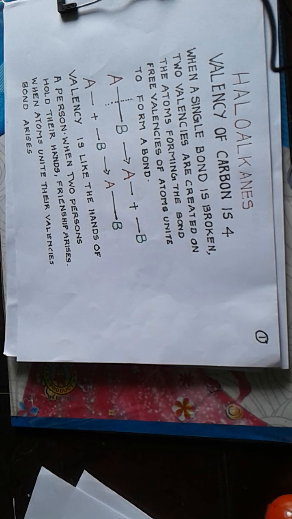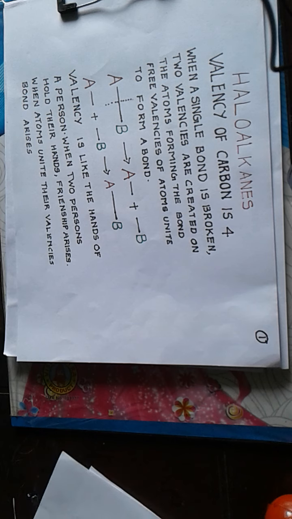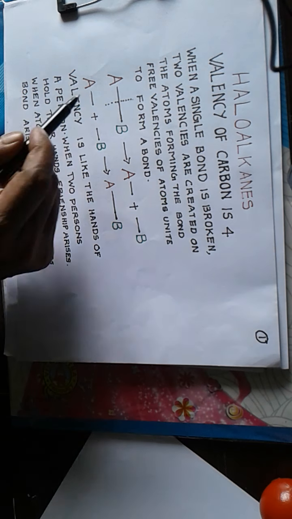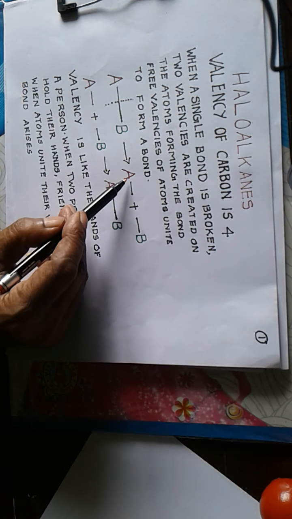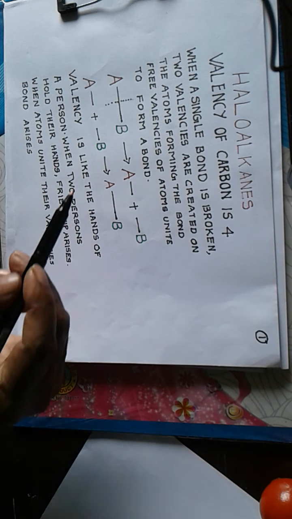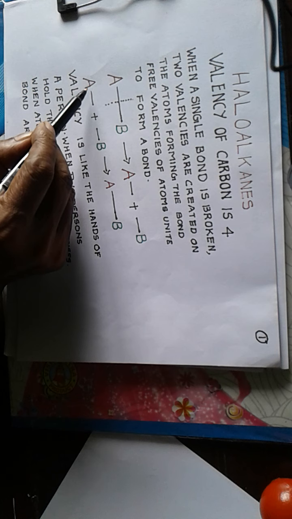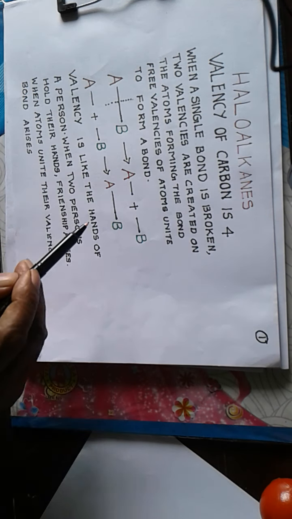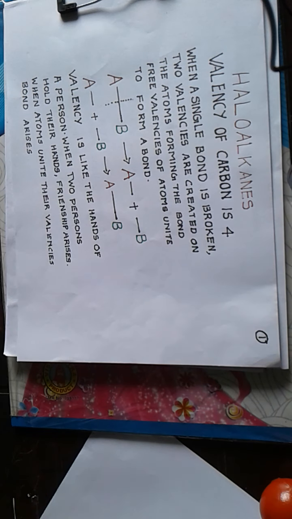The second thing to remember is that when a single bond is broken, two valencies are created on the atoms forming the bond. So a single bond AB, when broken, gives atom A with a valency and atom B with a valency. Now atom A with valency and atom B with valency can unite to form an AB bond, which is the reverse of the first process.